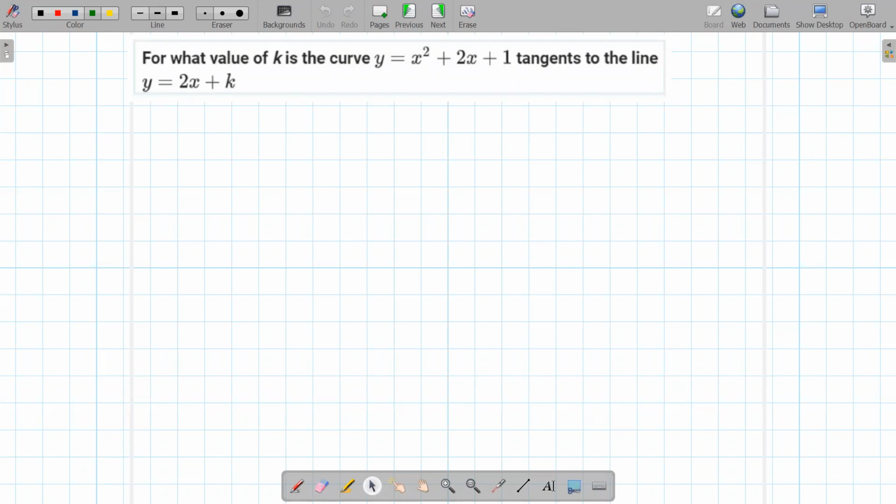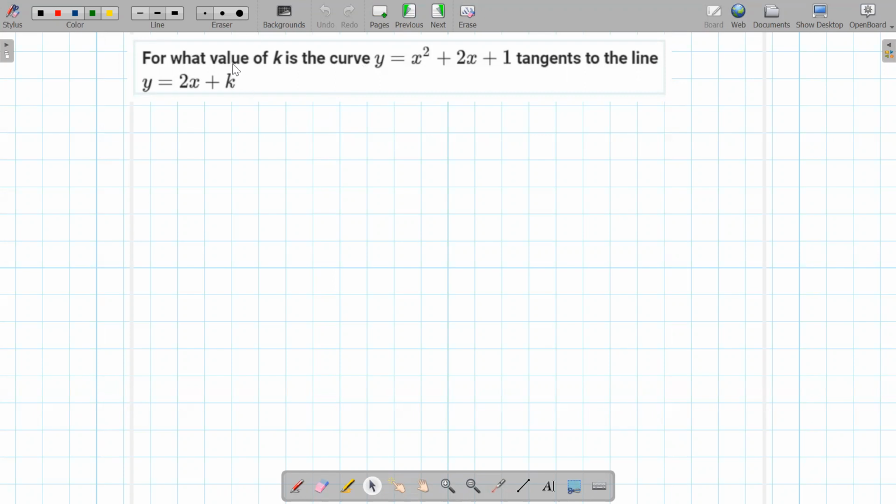So for today, we are going to continue solving the question bank about quadratics for IS-1 preparations. Let's now solve this question for the value of k. For what value of k is the curve y equals x squared plus 2x plus 1 tangent to the line y equals 2x plus k? This is the lesson about the relative positions of a parabola and a line.